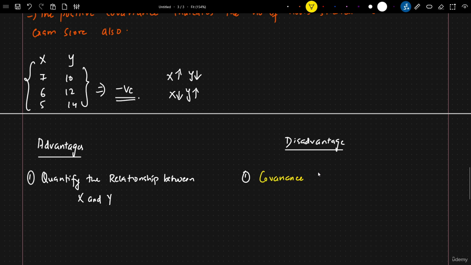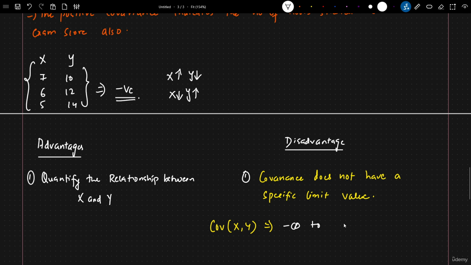Covariance does not have a specific limit value. What does this mean? If I calculate my covariance, this value may range between minus infinity and plus infinity. There is no specific limitation.